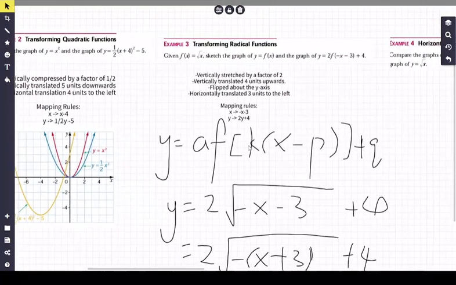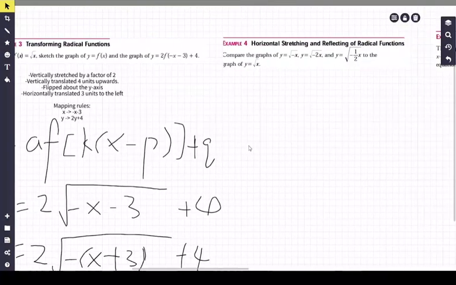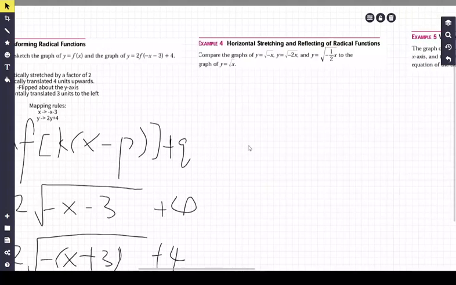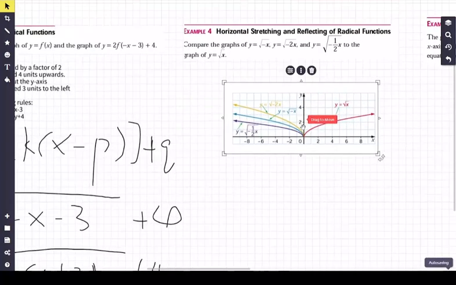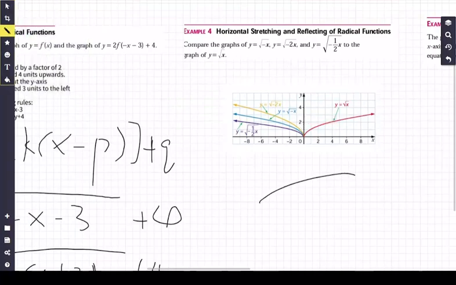And let's move on to another horizontal stretching and reflecting one. So this one actually wants us to compare it. Why not? So we're gonna compare it. For our original y equals square root of x, it's supposed to face rightwards, if you know what I mean. So here are our graphs. I'm gonna give you that. y equals square root x is the only one that was not flipped around the y-axis, right?